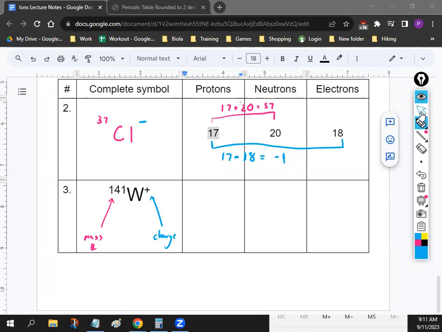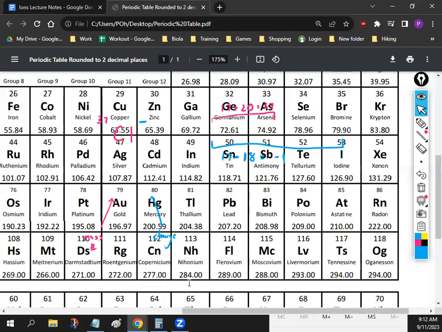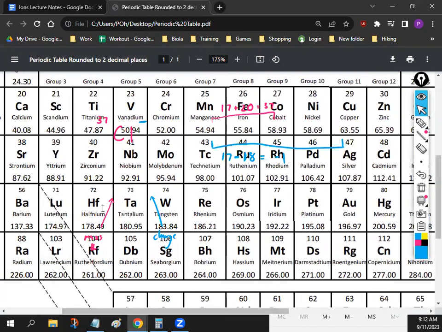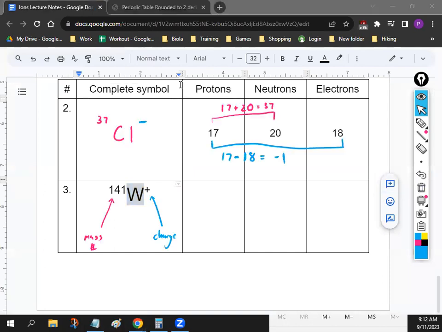All right, let's go on to number 3. Number 3, we're working in reverse now, but it's pretty much the same principle. Let's start with the protons because it's going to be the easiest. So we have W. W is in the middle of the periodic table, and it's going to be tungsten. Tungsten is right here, and it has 74 protons. So that's going to be your protons.